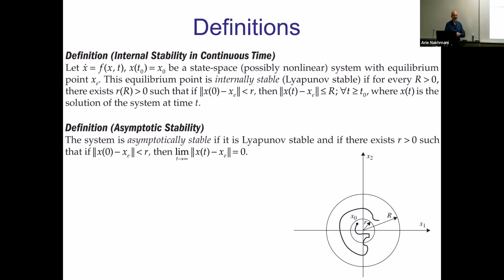Here we go. Okay. So first of all, we define the stability, and we call it internal stability in continuous time, or Lyapunov stability. Internally stable is equivalent to Lyapunov stable. And here's how it goes. Let's say you have some nonlinear system defined in state space representation, and this system will be x dot equals some function, potentially a nonlinear function of x and t. Obviously, this is a vector of functions, this is a vector of states and time, right?